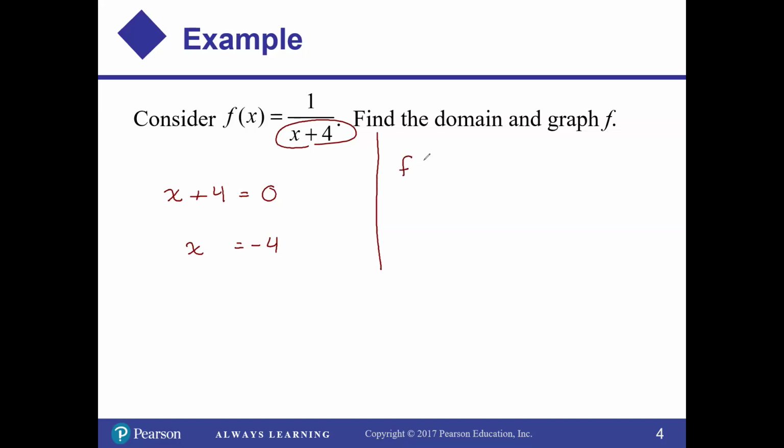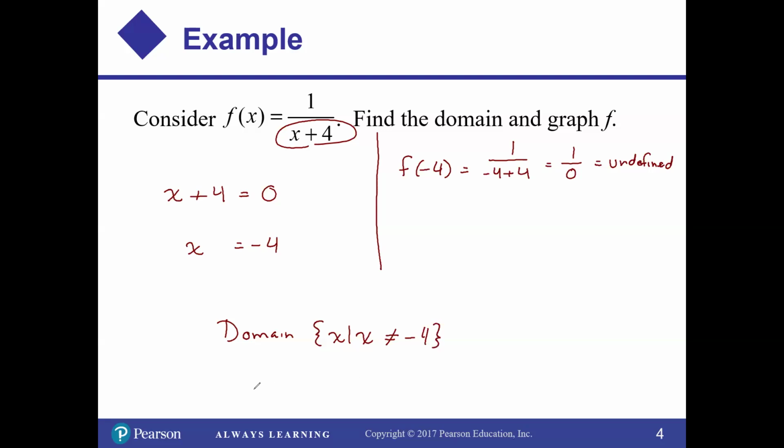As a quick reminder, this means that if I put in the value -4, I end up with 1 over -4 plus 4, which is 1 over 0. And we can't divide anything by 0. This is undefined. For a number to be in my domain means that I can plug in the value and it's going to be defined. So my domain would have to consist of all numbers with the exception of -4, because that is the one for which the function is undefined.